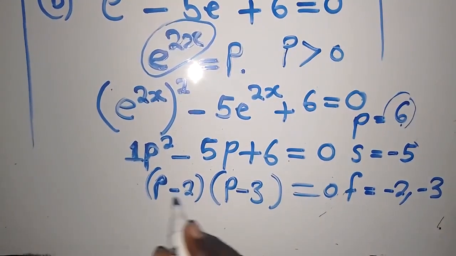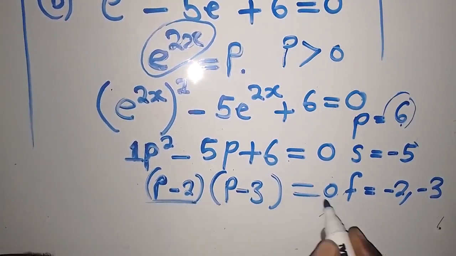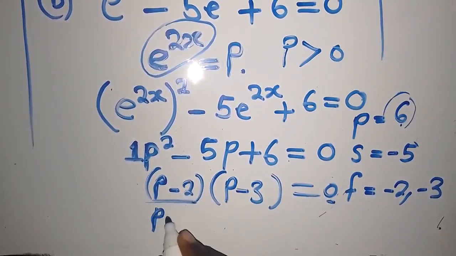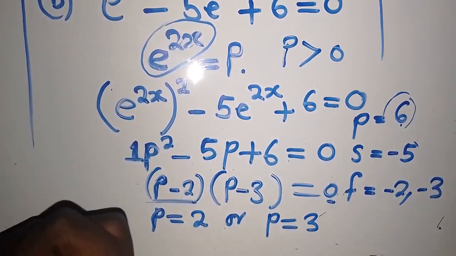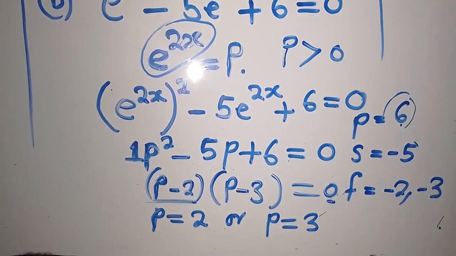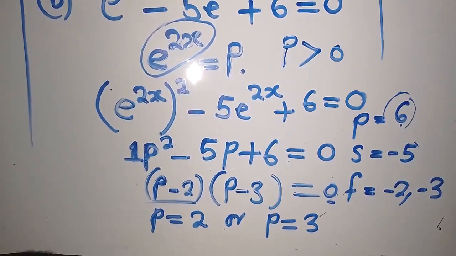So here, when you want to solve this, when I get this, I equate to 0. So I'm going to have p is equal to 2. This is the answer I'm going to get. Or I'm going to say p is equal to 3. These are the solutions that I'm going to get. Have you seen? p is equal to 2, p is equal to 3.